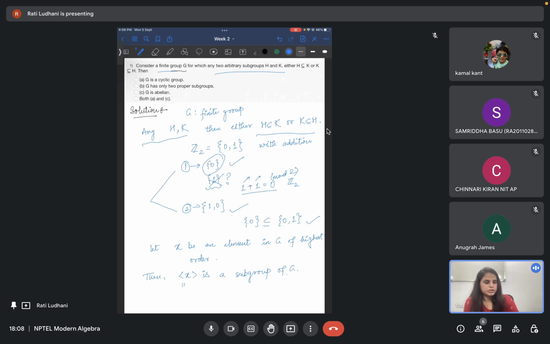If you don't know this notation, I can explain. So this is basically x square, x cube, whatever it will have, up to wherever it will go. Since this is of highest order, one more thing: why can I say this is highest order? Why will a highest order exist here? Can you tell me?